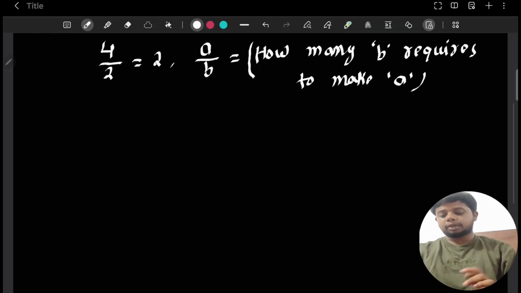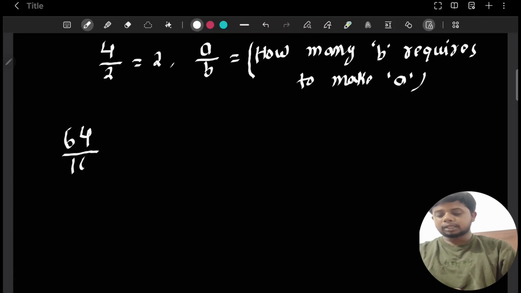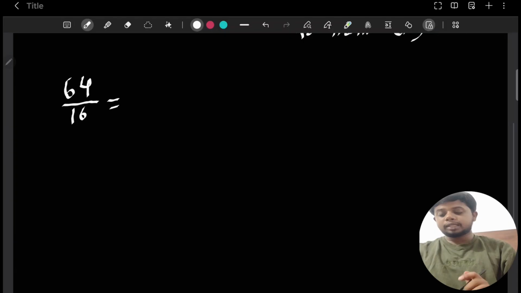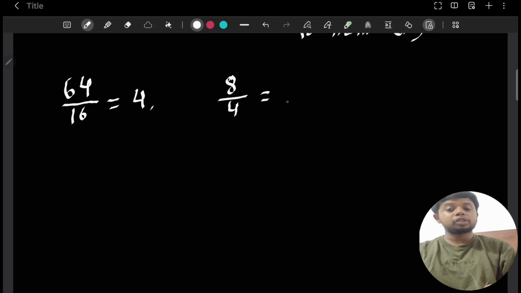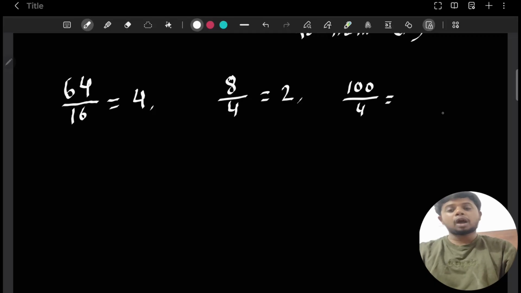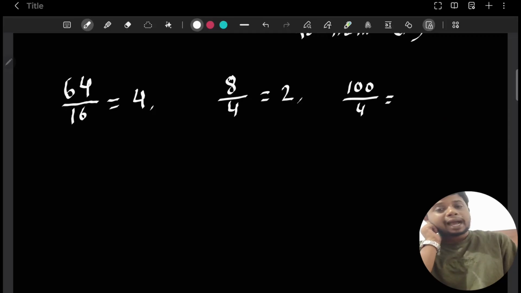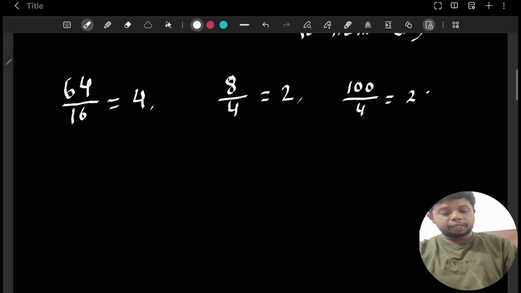For example, if I ask you 64 by 16, ask the same question to yourself: how many 16s are required to make 64, and you'll get the answer 4. Let's ask one more. Let's say 8 by 4. How many 4s are required to make 8, and you'll get the answer 2. Let's say 100 by 4. How many 4s are required to make 100? Means how many times I'll add 4 to get 100. The answer should be 25.